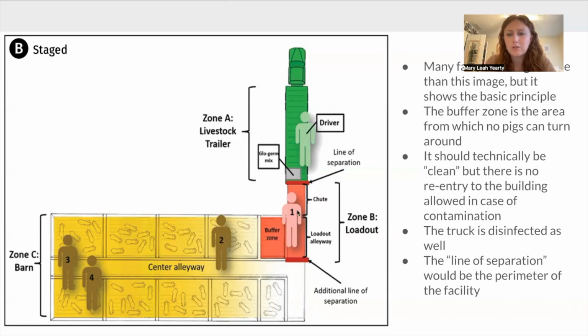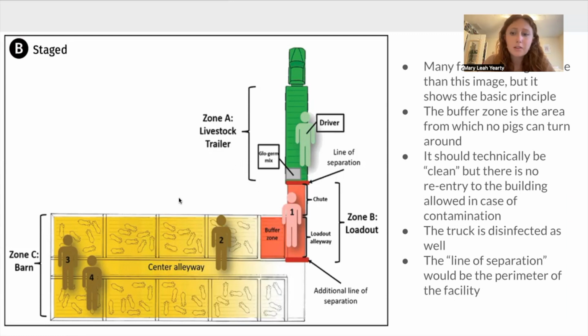This will be the area that pigs travel through before they get on the truck. But what's important here is that they cannot turn around from this area. So say you're only moving half of these, you don't want pigs to get out of this area, get outside, get on the truck, and then turn around and come back in and potentially bring pathogens from outside into the barn. So this buffer zone is really important. They cannot turn around from there, and this just limits the potential for contamination on the farm. And this line of separation would ideally be the perimeter of the farm.